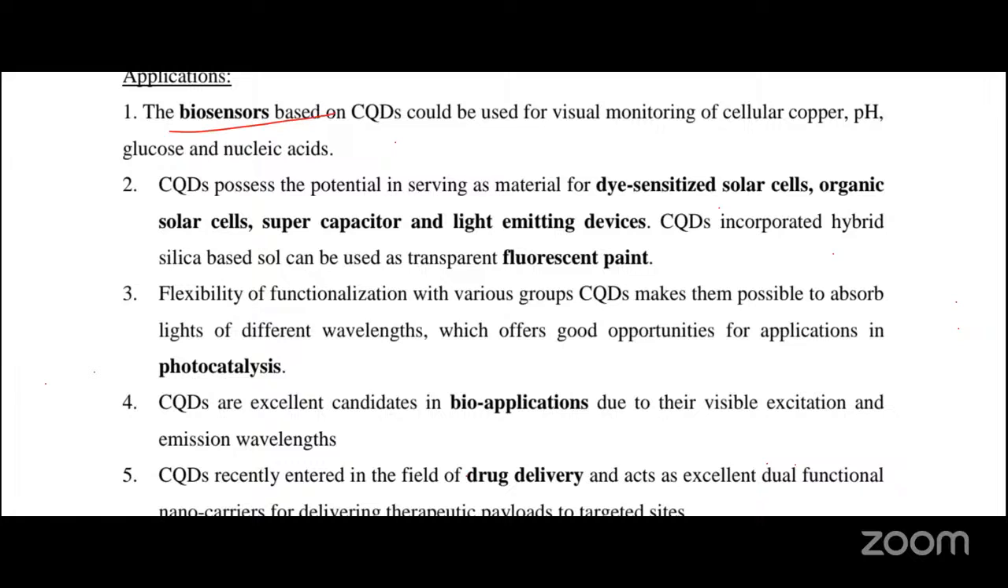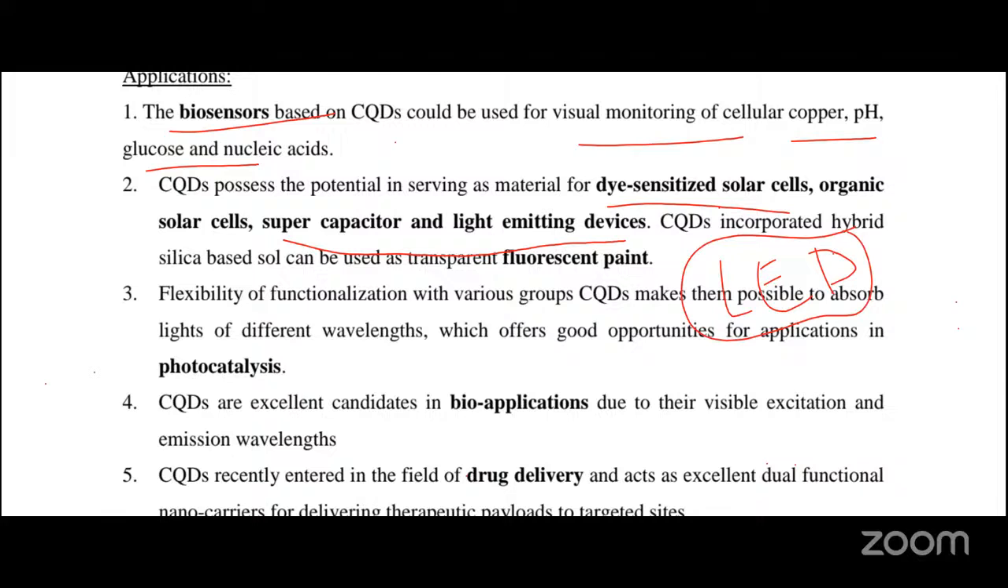The biosensor-based quantum dots could be used for visual monitoring of pH, glucose, and nucleic acids. They will also be potentially applicable for dye-sensitized solar cells, organic solar cells, supercapacitors, and LEDs, light emitting diodes. Presently, in televisions, mobile phones, and laptops, all the displays are LEDs only, light emitting diodes.